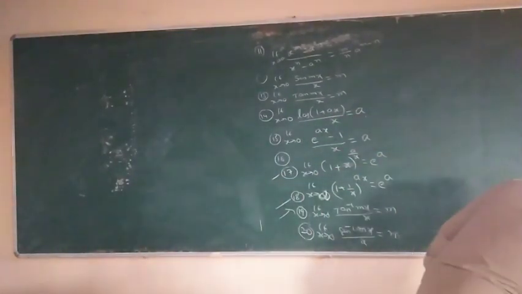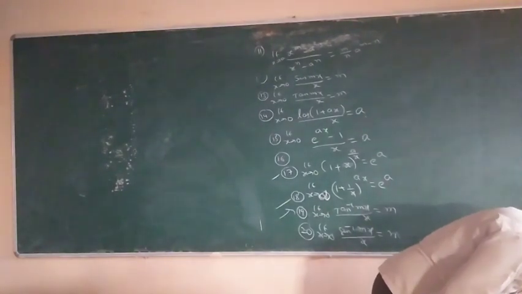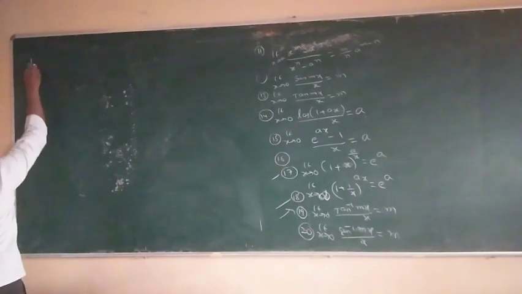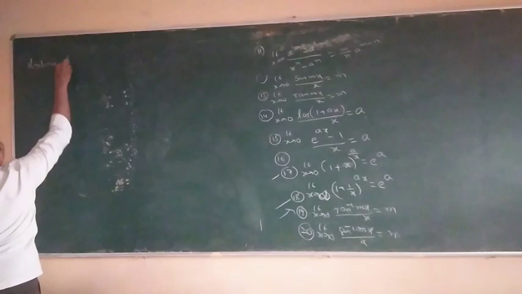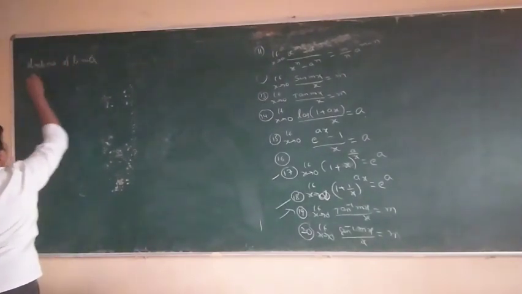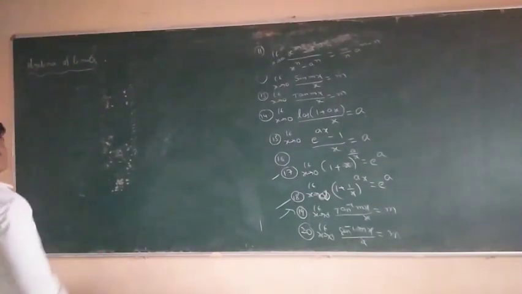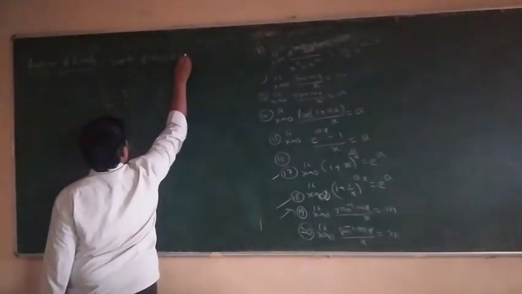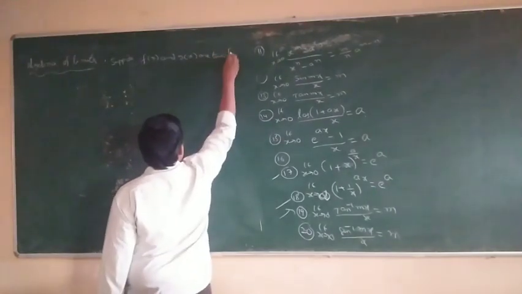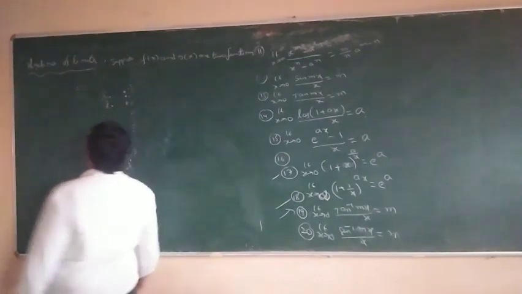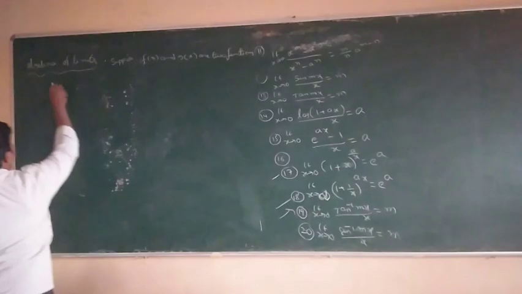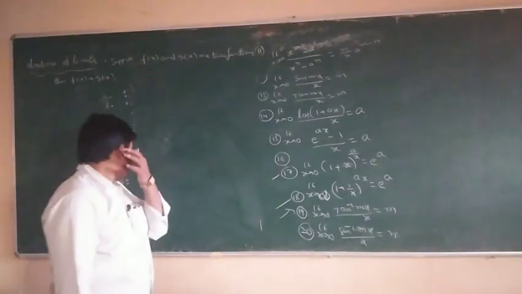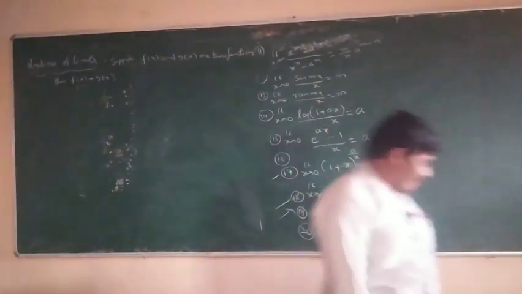Next one, algebra of limits. Suppose f of x and g of x are two functions, then f of x plus g of x is a function, f of x minus g of x is a function, f of x into g of x is a function.